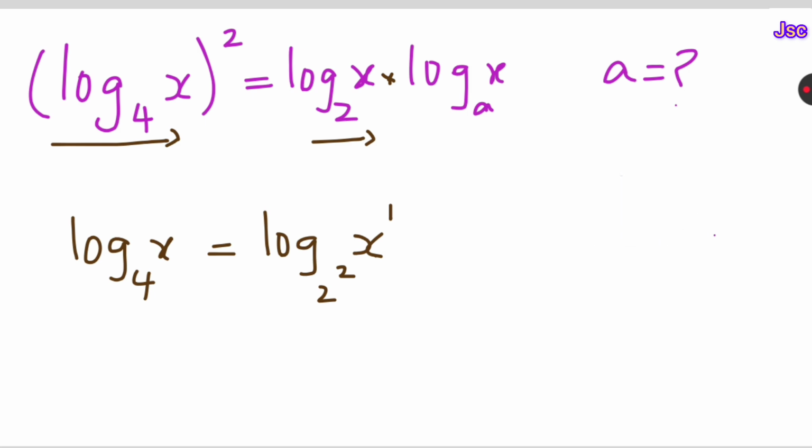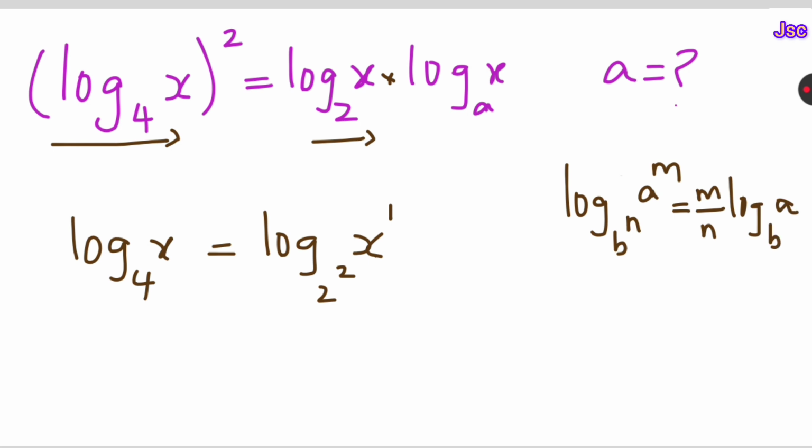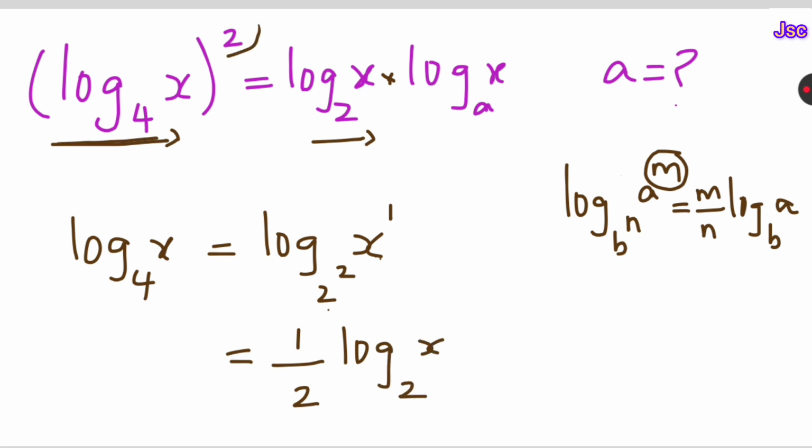Why? Because it is in the form of log of a power m with base b power n. According to our logarithm property, we can write this as m over n times log a with base b. So I'm using this property here. The x exponent is 1, so m is 1, and the base exponent is 2, so it is 1 over 2 times log x with base 2, and on the left hand side we have whole power 2, so that's why I'm going to take whole power 2.